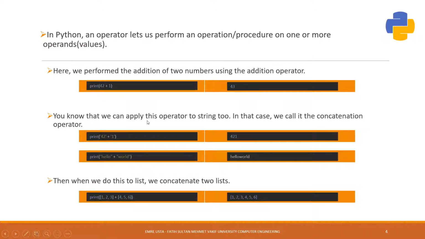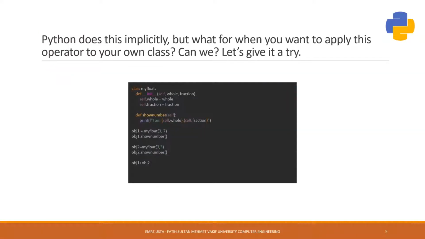You know that we can apply this operator to strings too. In that case, we call it the concatenation operator. If we put plus between two quotes, we can concatenate the strings. Then we do this with lists. We concatenate two lists. Python does this implicitly. But what about when you want to apply this operator to your own class? Can we? Let's give it a try.